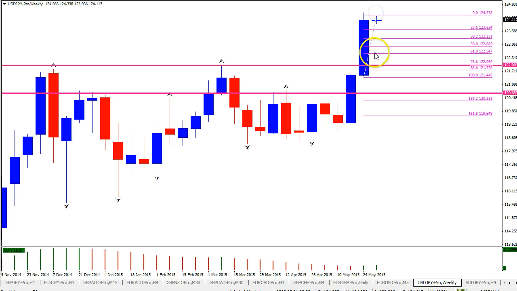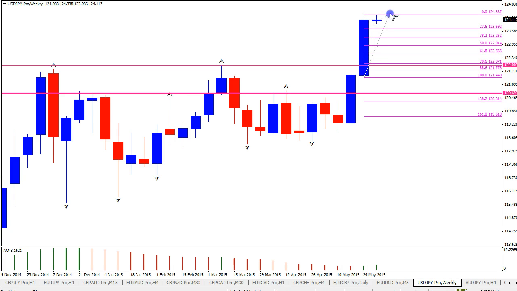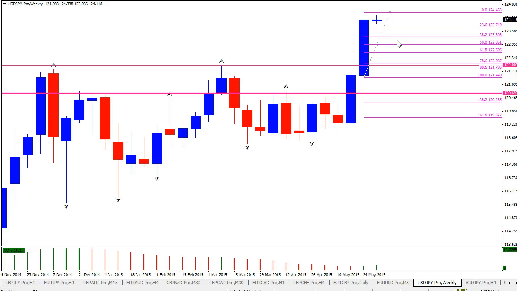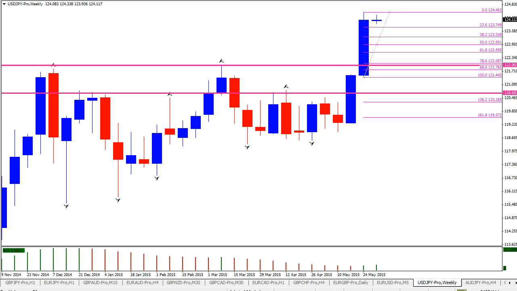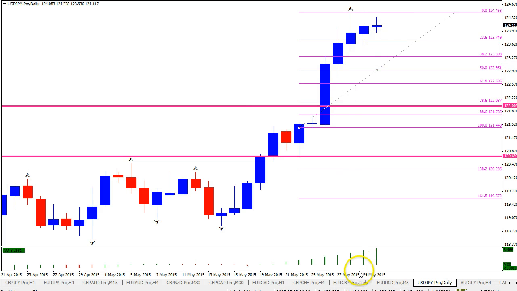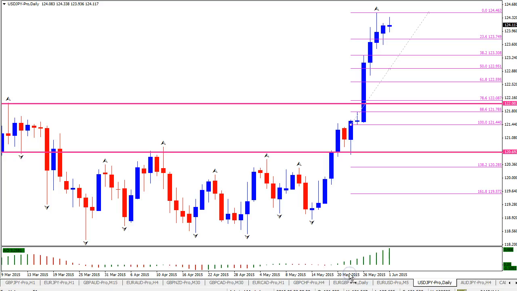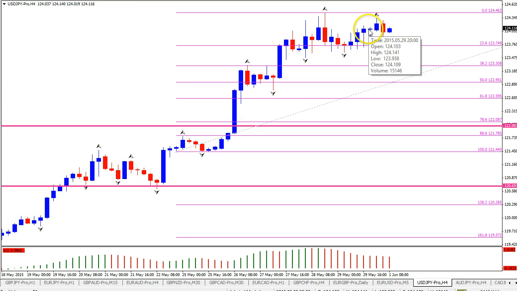If I put a fib from here to here, perhaps a retracement to the 38.2 fib, 123.30, or even to 50, 123-ish, before price continues up to 125.25. That's what I'll be expecting this week on the weekly dollar yen chart. Just a simple retracement and continuation, because this is strong momentum, a strong dollar yen upside, and for the moment I don't see any reason why this would stop. I'm expecting a continuation of this dollar yen upside after perhaps only a mild retracement.